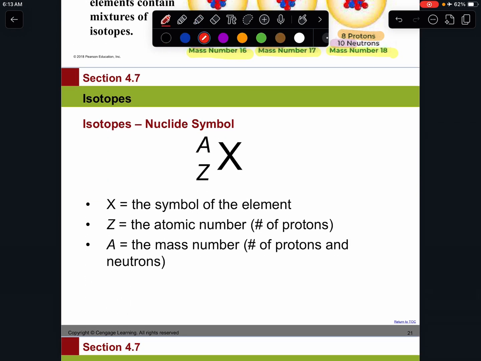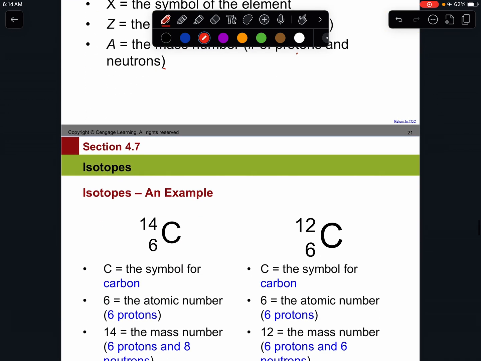And again, I want to review this. Sometimes students forget this. You will have to memorize where these things are. So again, we have the symbol. We have the atomic number on the bottom, and we have the mass number on the top, and the mass number is protons plus neutrons, or atomic number plus neutrons.